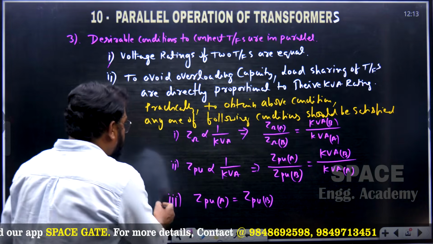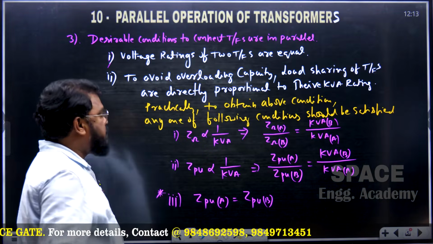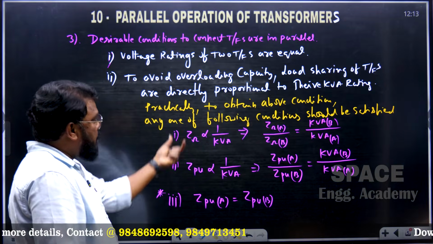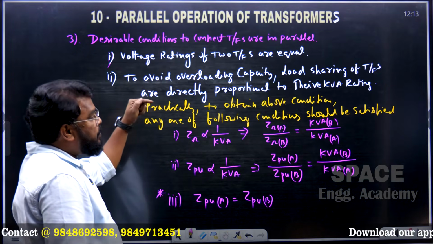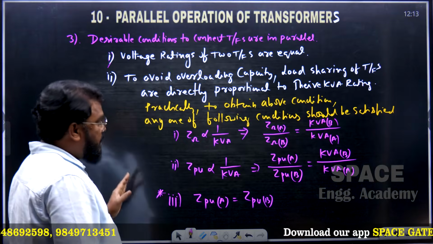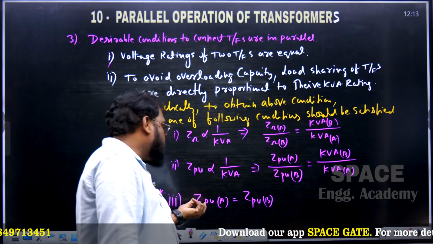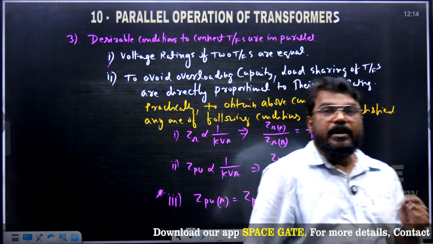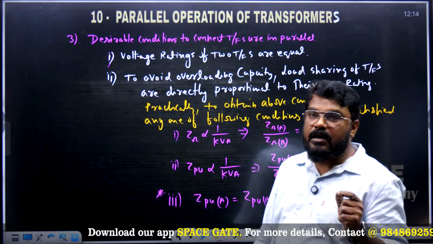This is the main condition. So to avoid overloading capacity, in this case that means load sharing is directly proportional to their kVA rating. To get that, the requirement is that the per unit impedances of the two transformers are equal.